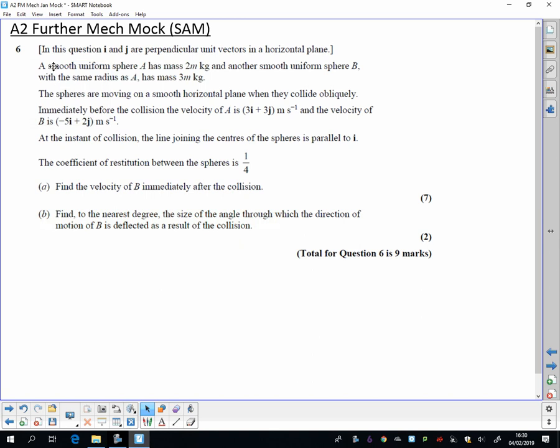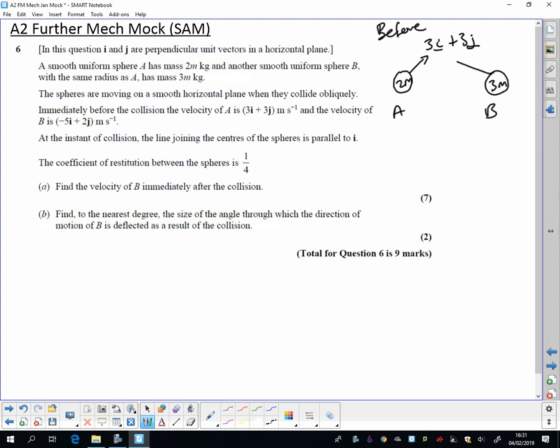Right, some spheres colliding again, all about elasticity. So I have two uniform spheres which are moving. This one has velocity 3i + 3j and mass 2m, and that's A. And then we've got B, which has mass 3m, and that's going with velocity -5i + 2j.